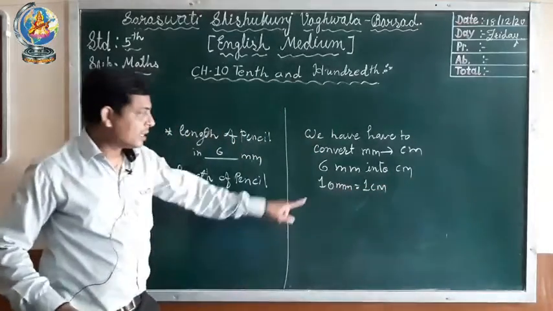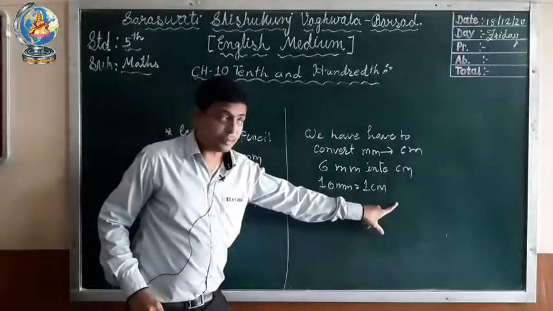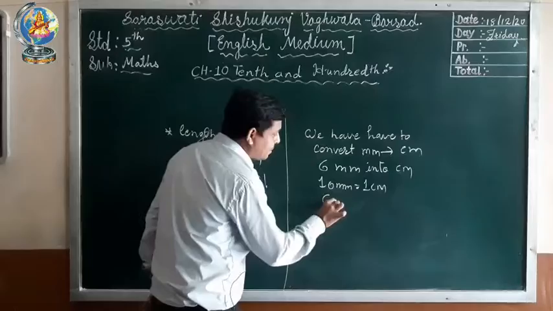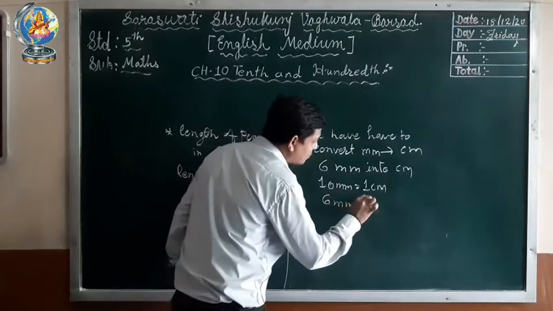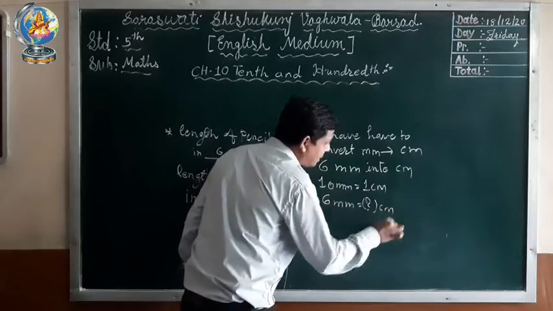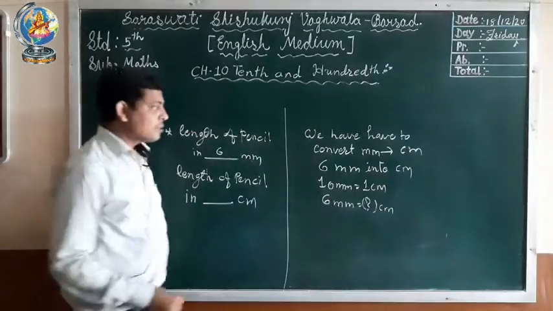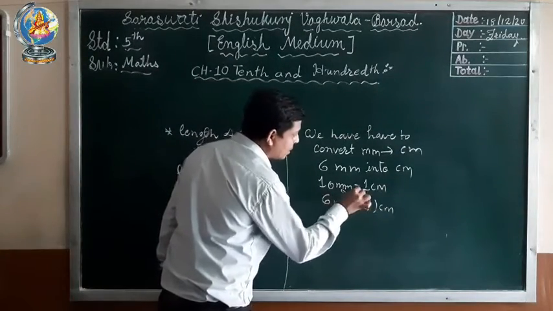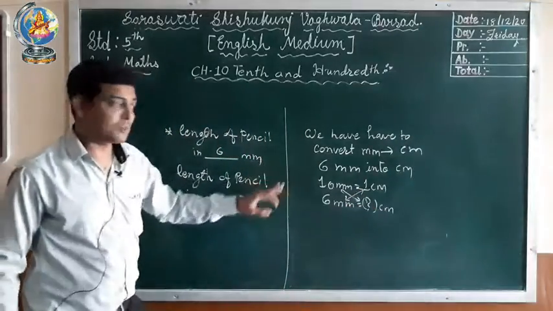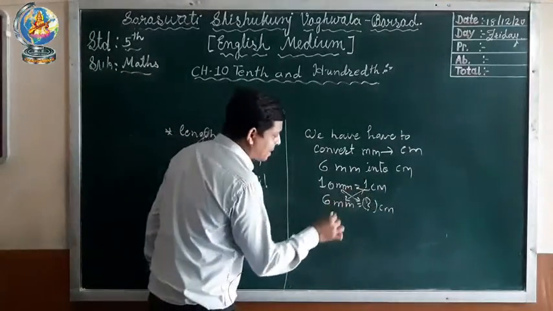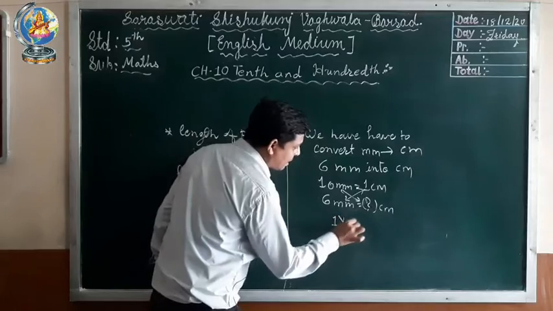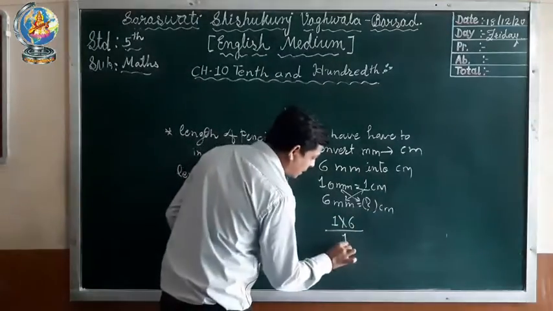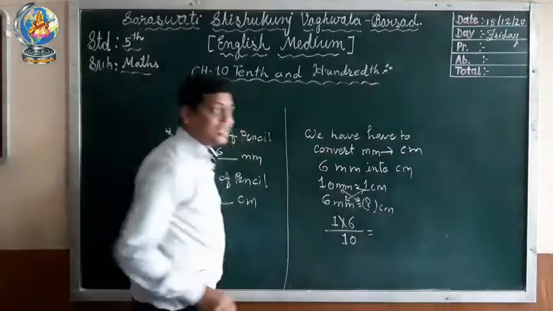We know that 10 millimeter equals 1 centimeter. So here how many millimeter is given? 6. So 6 millimeter is equal to how many centimeter? Okay, so here we are going to do cross multiplication. So 1 multiplied by 6 upon 10. So what is the answer?